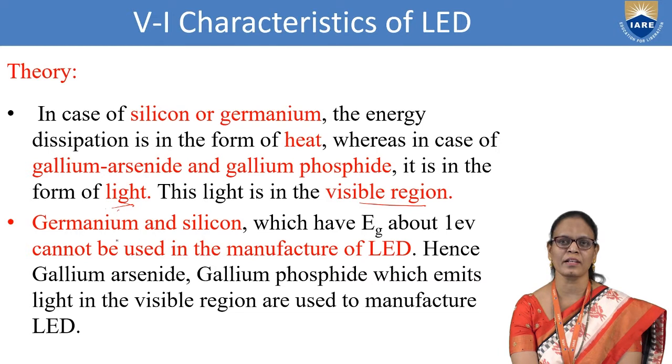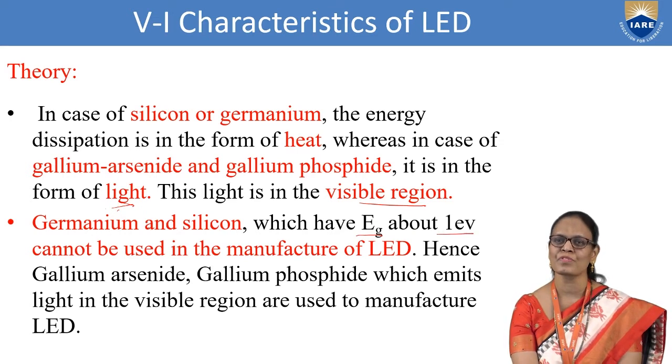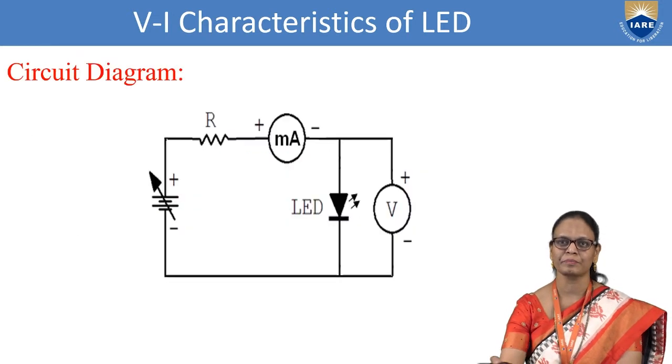What we understand is that germanium and silicon have an energy gap of about 1 electron volt, 1.1 for silicon and 0.8 electron volt for germanium. So it is of the order of 1 electron volt, and such materials cannot be used by the manufacturers. So they use gallium arsenide or gallium phosphide, which emit light in the visible region. These are used by the manufacturers to make LEDs. So we are using one such LED in the lab to study the characteristics of a given LED.